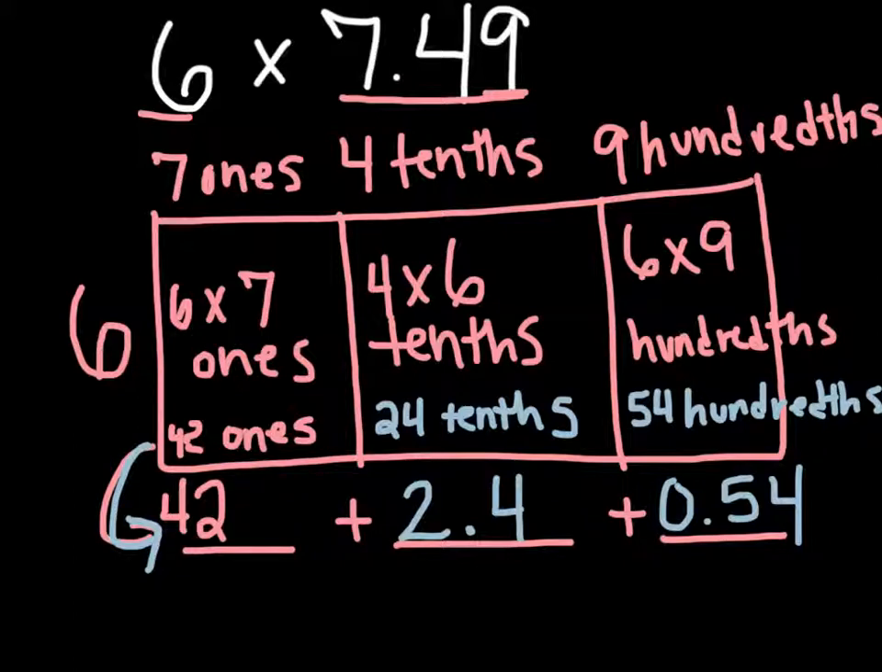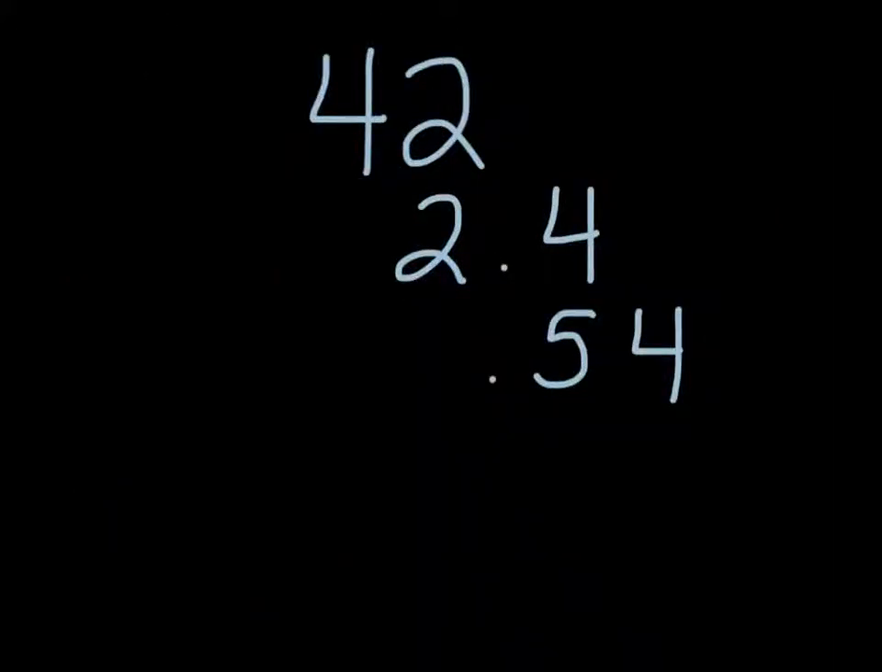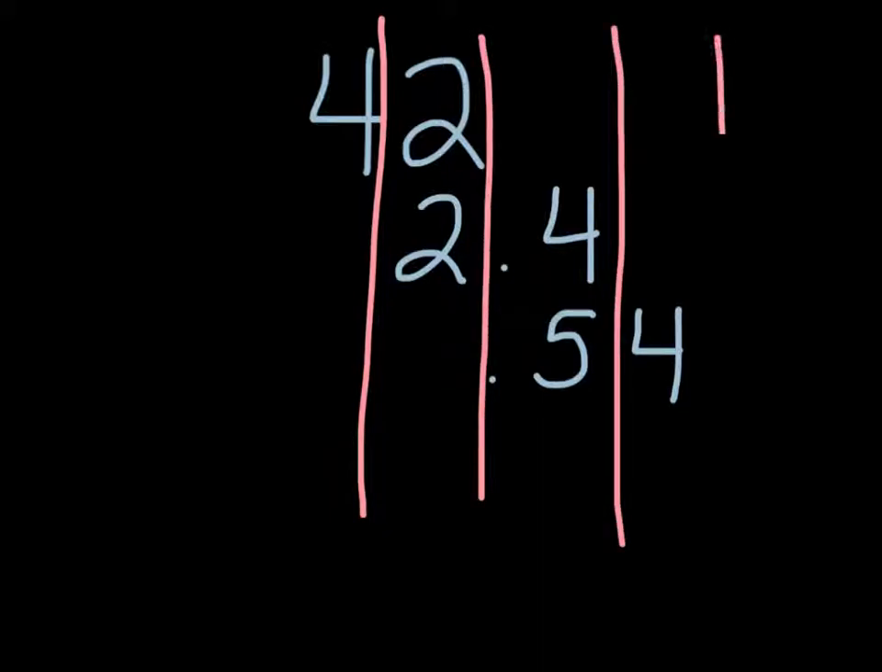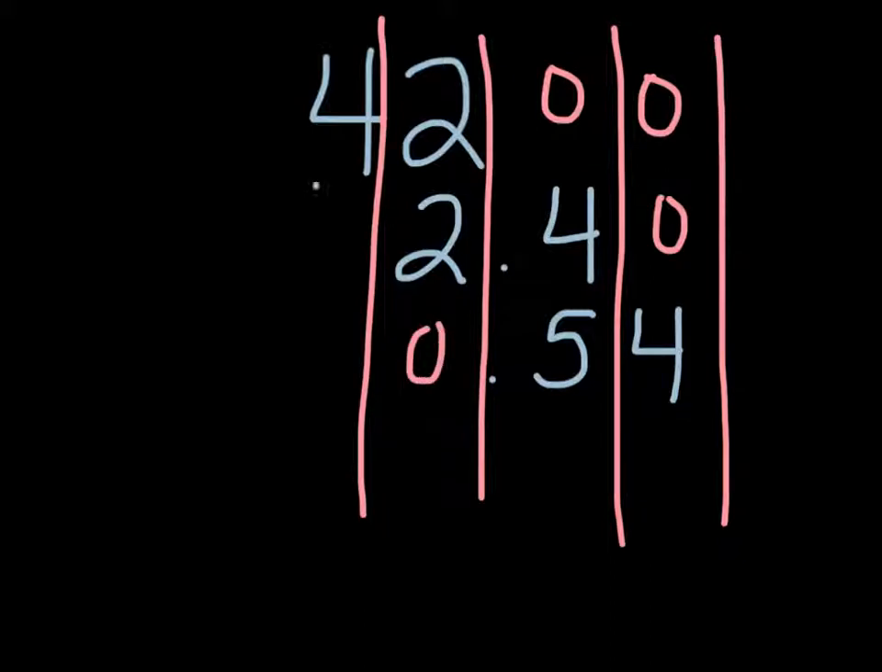Okay, my last step is to add all of my partial products together. So 42 plus 2 and 4 tenths plus 54 hundredths, excuse me. So I'm going to write them in a vertical format on my next page. And you'll notice that on this page, it looks a little bit like a jigsaw puzzle. What I did here is I made sure to line up all my place values. So I have my tens, my ones, my tenths, and my hundredths. And anywhere you see a gap, you want to place a 0. You want to use those zeros as your placeholder so you really get to line up those place values.